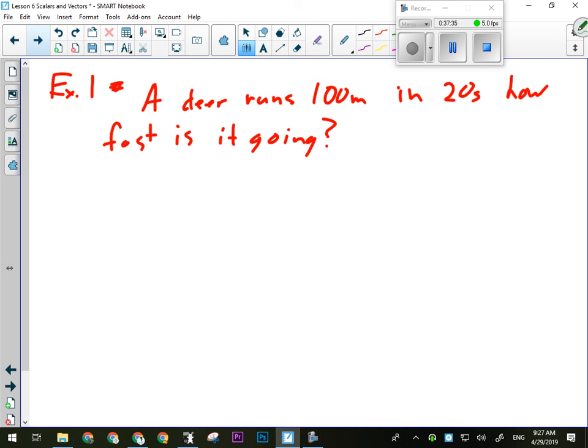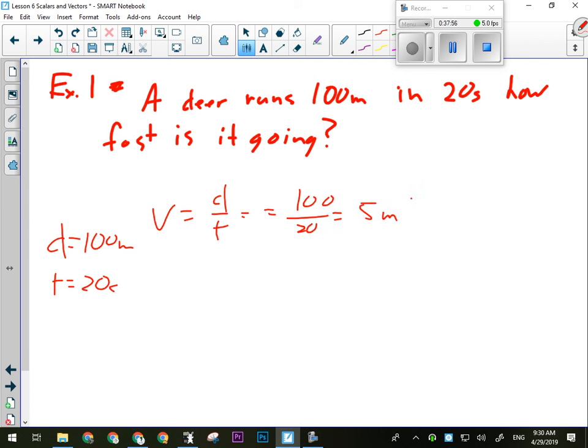Give that one a try. It's pretty easy. It'll probably take you less than a minute. This is about as easy as a v equals d over t problem would be. Agreed? I don't even have to manipulate. v equals d divided by t. The distance is 100 meters. The time is 20 seconds. So 100 over 20 is 5 meters per second. Everybody all right with that one?